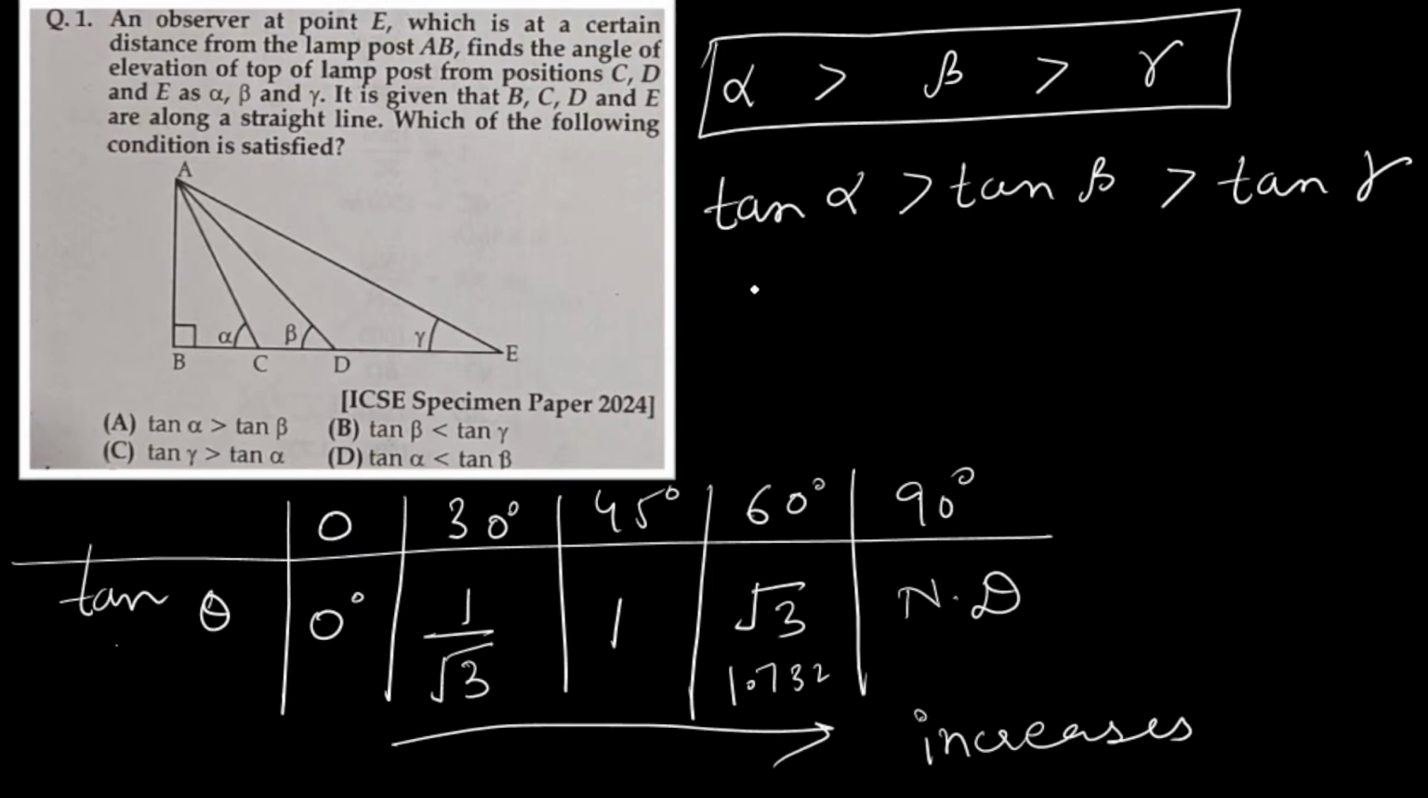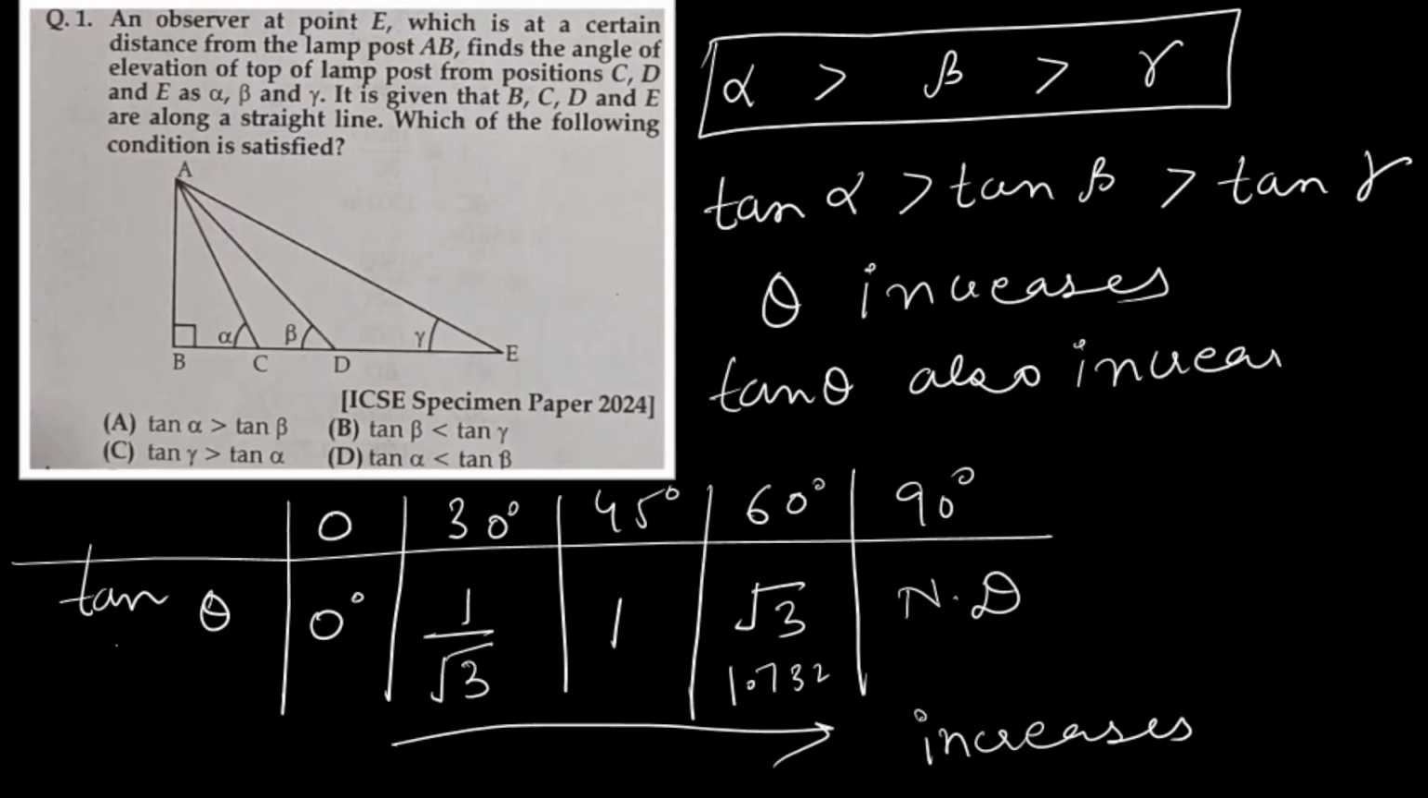Because 1 by root 3 is greater than 0, 1 is greater than 1 by root 3, and root 3 is greater than 1 because it's 1.732. So as angle is increasing, tan is also increasing. That means if alpha is greater, then tan alpha will be greater than tan beta, and tan beta will be greater than tan gamma. Why? If theta increases, then tan theta also increases. So they are directly proportional. This you have to remember.